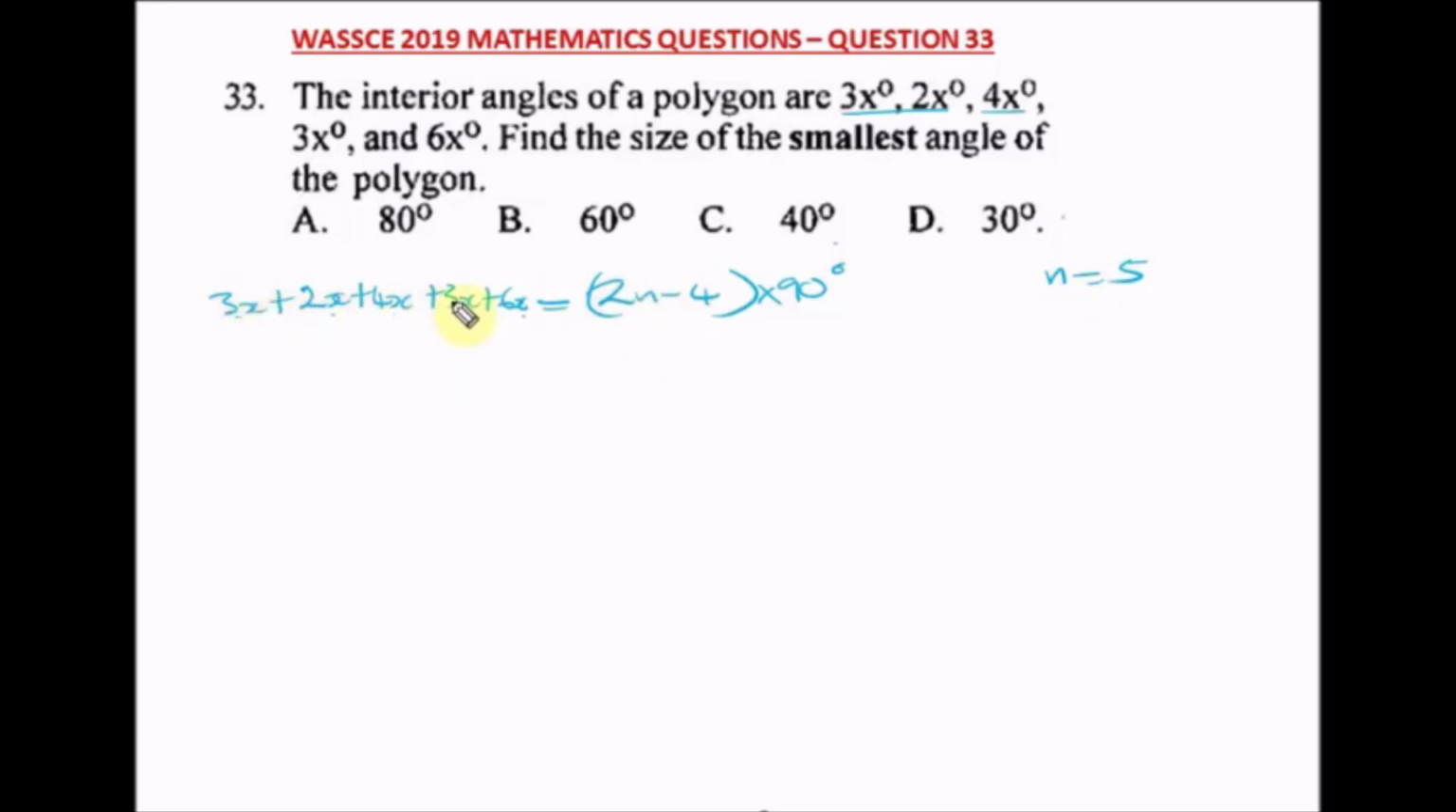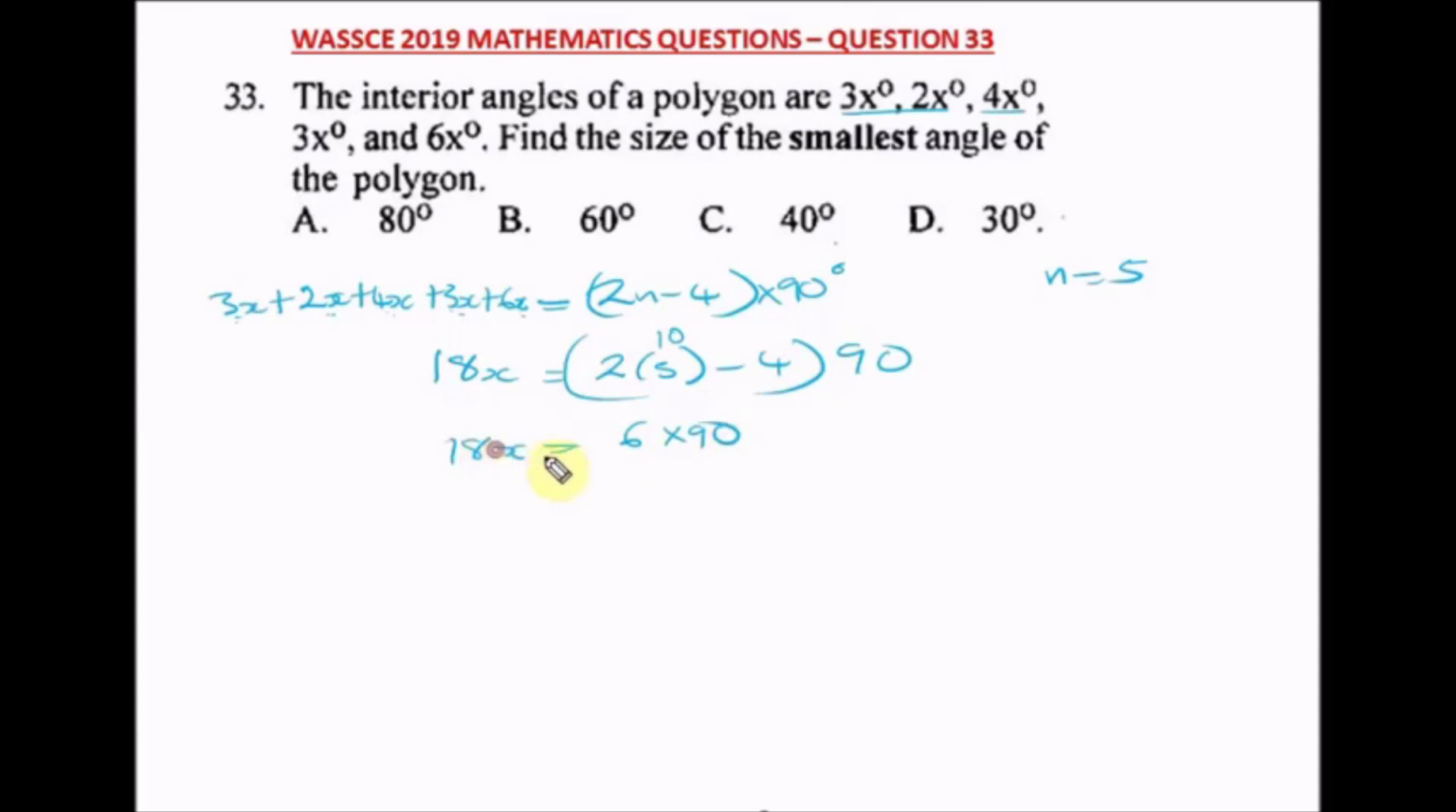But if we add up all these values, what is this going to give us? This is going to be 3 plus 5 plus 4, and that will be 9, and this is 3 plus 3, 6, is 9, 9 plus 9 we have 18. So we have 18x equal to, putting your value of n as 5, we have 2 bracket 5 minus 4. Don't forget your 90 here. 2 times 5 is 10, and 10 minus 4 will give us 6. So we have 6 times 90.